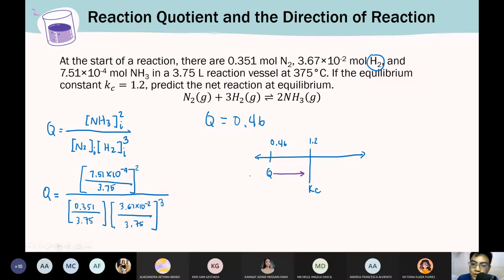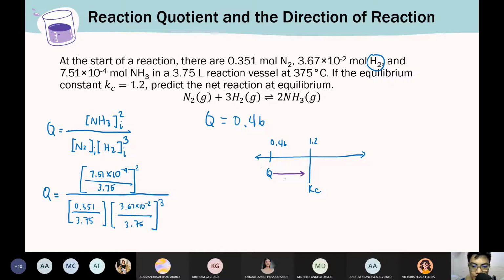What do you think? In terms of the position of your Q and the KC, where should the reaction go? To the product or to the reactant? Where do you think the reaction should go? To the product side, correct? Okay? Kaya nga naka-right arrow na eh. So again, by convention, reactant sa left, product sa right. So as you can see, the arrow showing Q going to KC is pointed to the right.